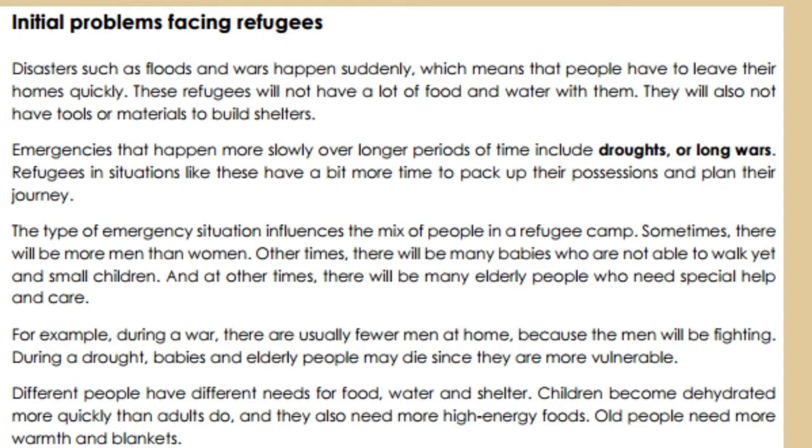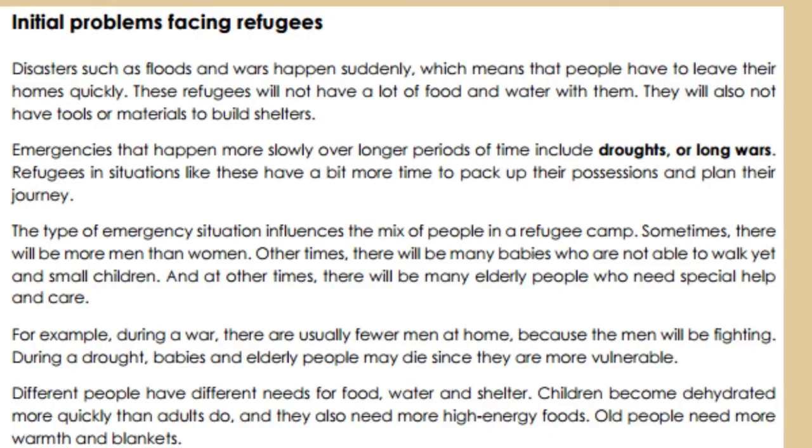Initial problems facing refugees. Disasters such as floods and wars happen suddenly, which means that people have to leave their homes quickly. These refugees will not have a lot of food and water with them. They will also not have tools or materials to build shelters. Emergencies that happen more slowly over longer periods of time include droughts or long wars. Refugees in situations like these have a bit more time to pack up their possessions and plan their journey.